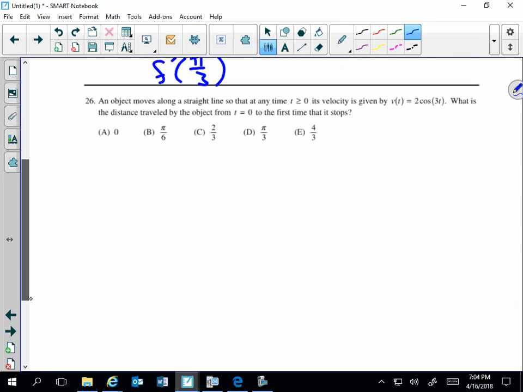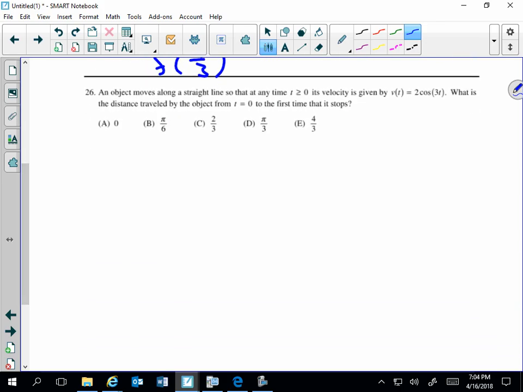26. Object moves along a straight line. Velocity is given by that. What is the distance traveled? How do you go from velocity to distance? A lot of you write on your papers PVA. Velocity to distance is integral. Distance traveled is the absolute value of velocity. Do I need to worry about absolute value if time is greater than 0?